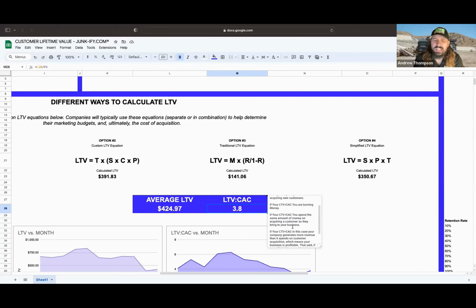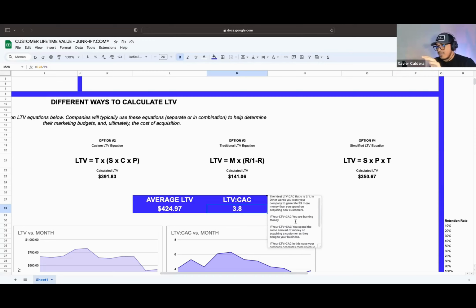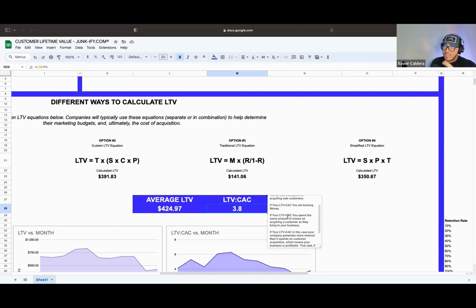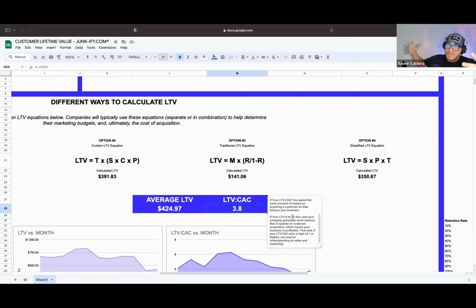So what would you say? I think I saw it up there, but what is the lowest LTV to CAC ratio you'd want? I want my LTV close to 3, at least 3, if it's possible. At least 3. So 3.8 is great then. Yes, correct. Now check this out. If your LTV is way higher than your CAC, in this case, your company generates more revenue than it spent on customer acquisition, which means your business is profitable.